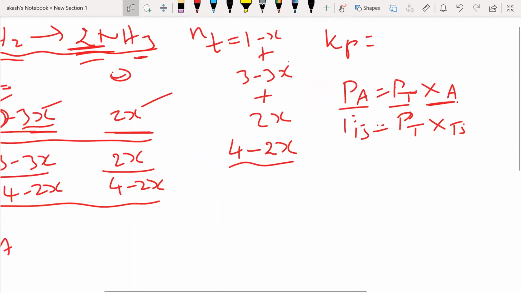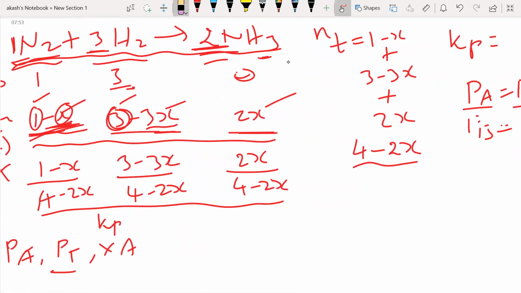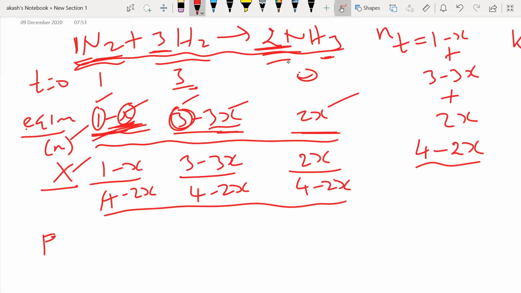Okay, so let me go back to this side. Now we talked about the number of moles, and we found the mole fraction X. Now let us talk in terms of partial pressure. We are going to find the equilibrium partial pressures of N2, H2 and NH3. Now what is the total pressure? Is it given in the question? Look at the question and tell me.